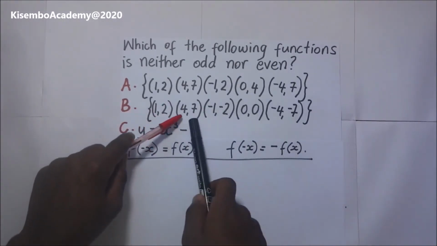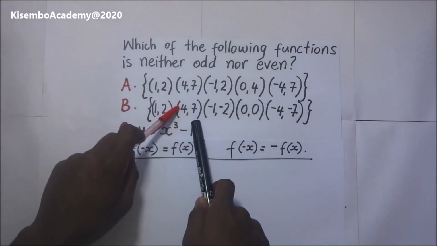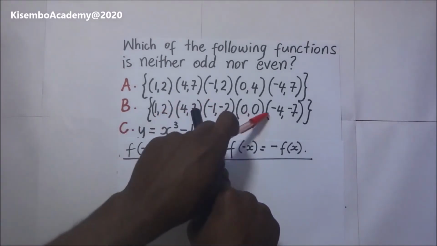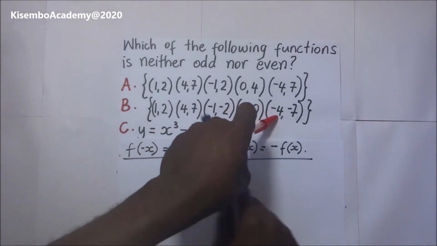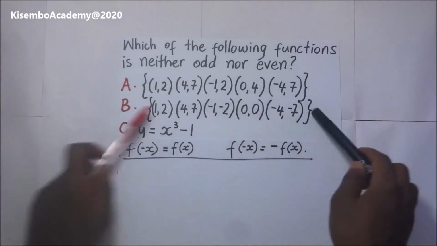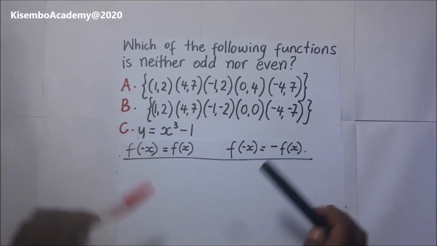The same can be seen here with 4. When I plug in positive 4, I get positive 7. When I plug in negative 4, I get the negative of this, negative 7. So this is an odd function. So B is also not the answer.